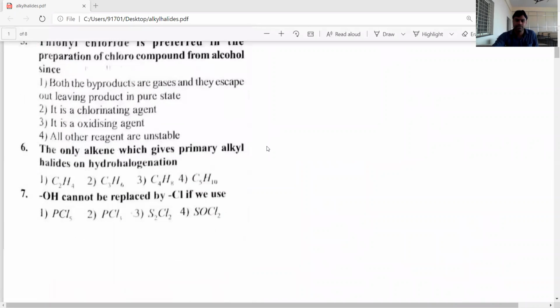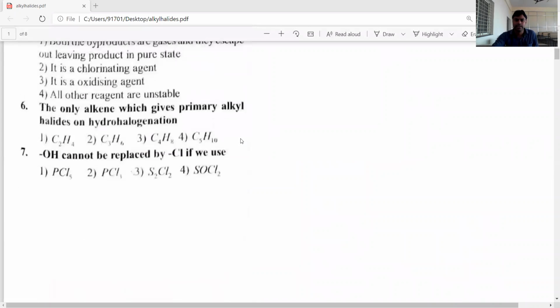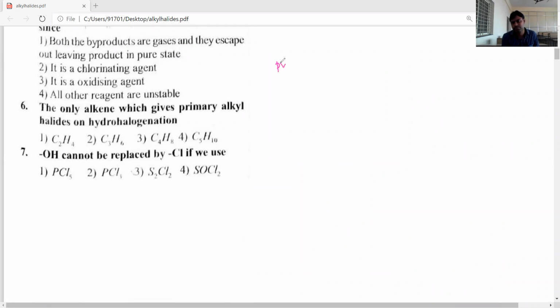It's very easy. Which reagent cannot replace the OH group with Cl? See, from alcohols, these are the preparation methods of alkyl halides. Alkyl chlorides from alcohols.